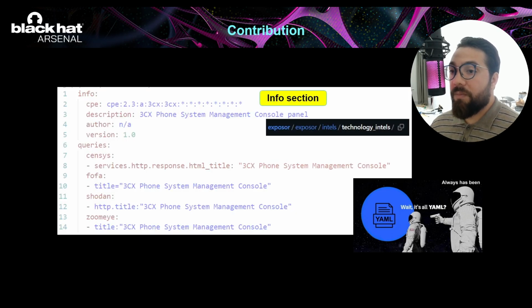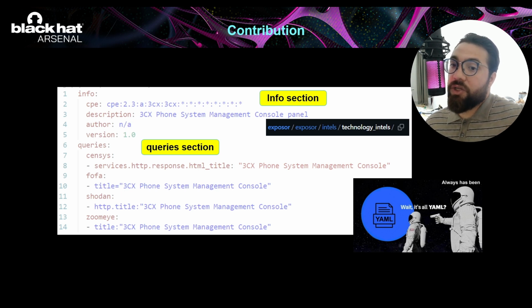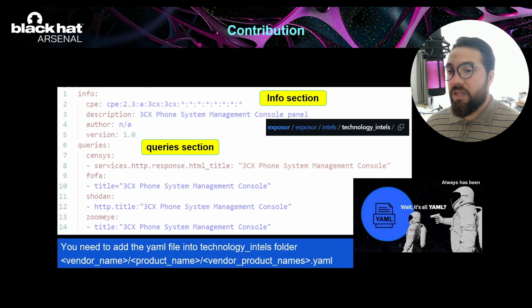All the YAML files are stored in the Intels folder, in the technology Intels subfolder. And as I said, there are two parts: the information section and the query section. In information, we have the CPE. In the query section, we have the real queries for each search engine. So for those who want to contribute, they can go to the technology Intels folder and add their own YAML files, and they can be reviewed, and I can merge them. In this way, we can expand our capacity of detection of more technologies.